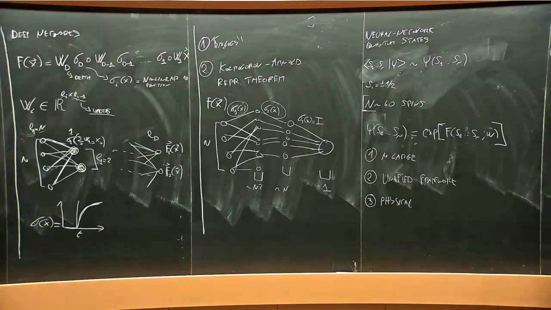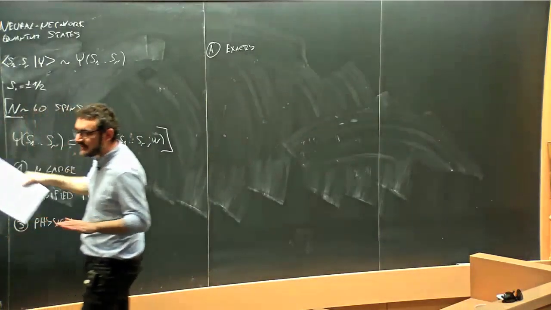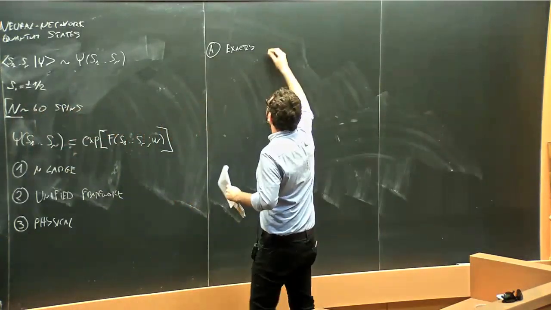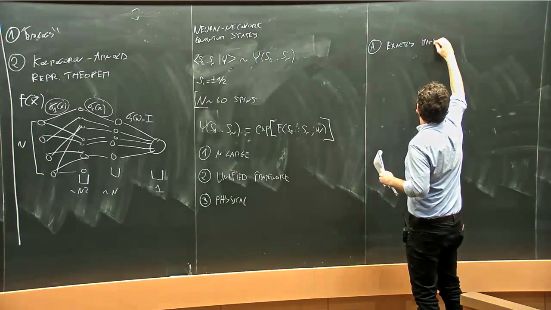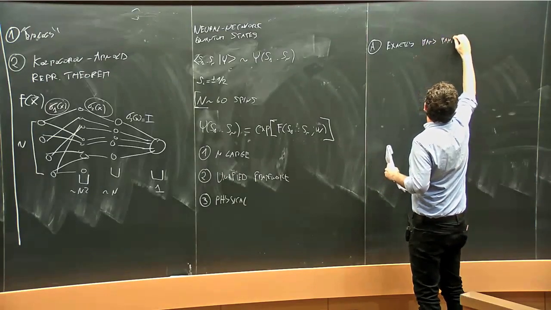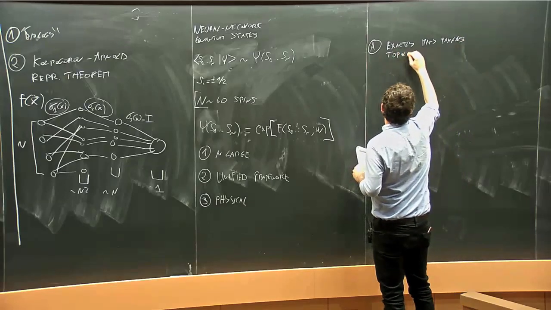So the first category of results is the fact that with these representations, it is possible to write exactly, and by exactly I mean that you can write down all the activation functions analytically, all the weights and everything in an analytic fashion, basically all, or at least many, families of topological quantum states.